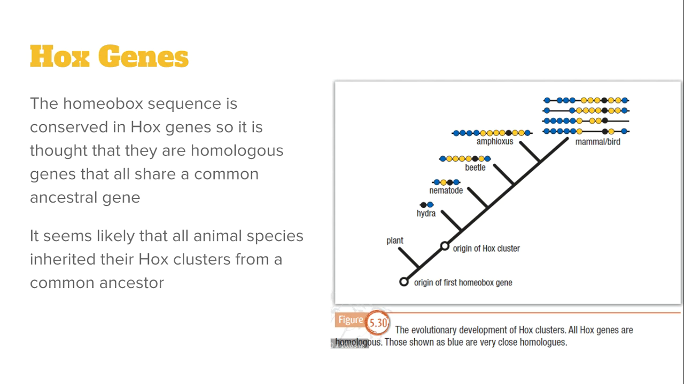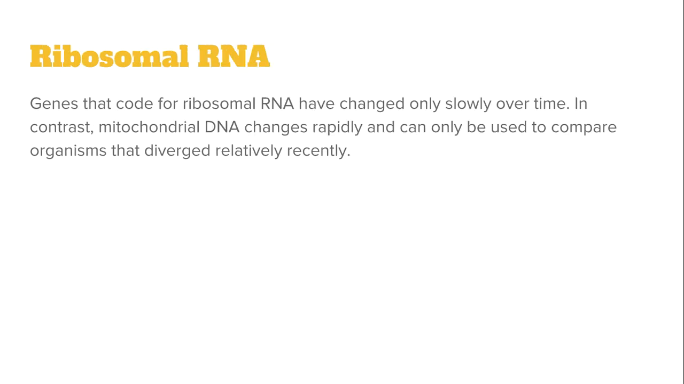So we can see from the picture here that all Hox genes are homologous, and the sequences which we are shown in blue are very close homologs. So ribosomal RNA is coded for by genes, and these have only changed slowly over time, where in contrast, mitochondrial DNA changes rapidly and therefore can only be used to compare organisms that have diverged relatively recently.